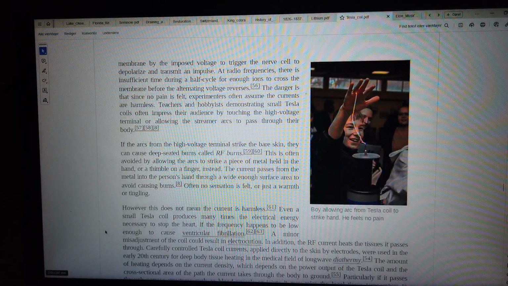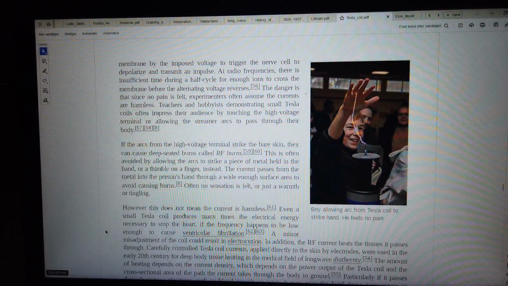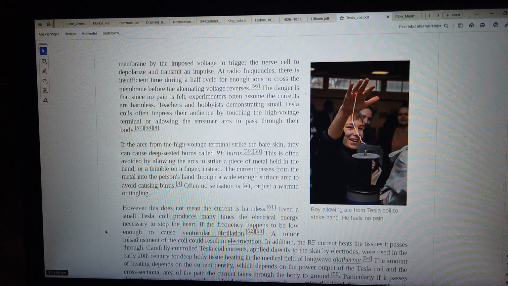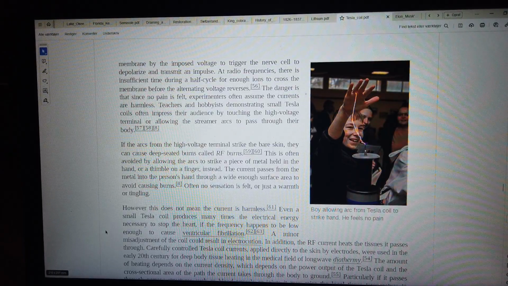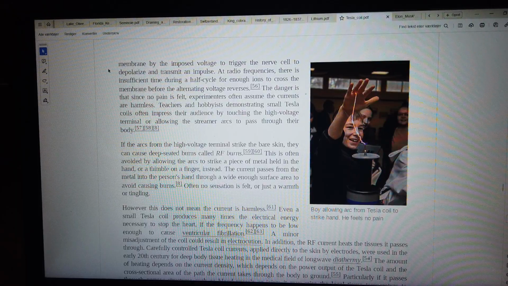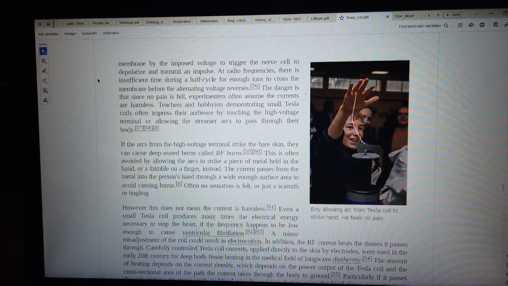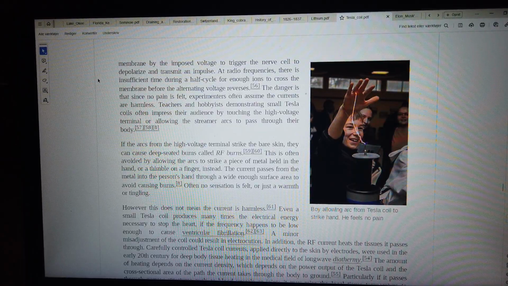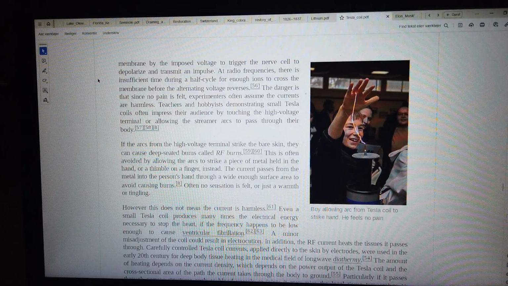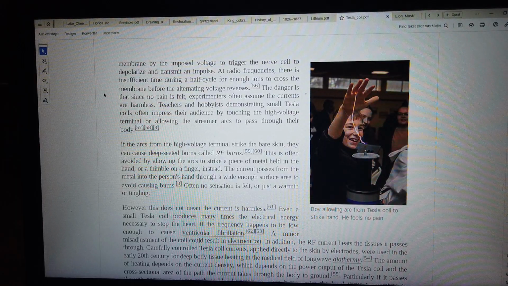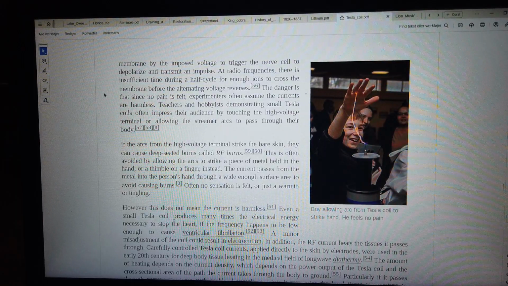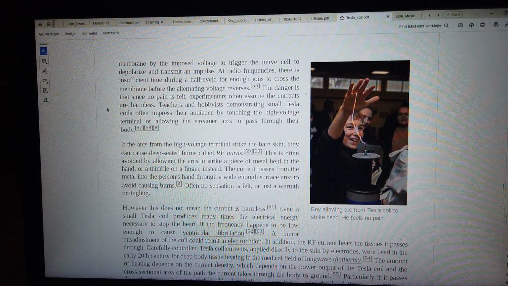Boy allowing arc from Tesla coil to strike hand. He feels no pain because the imposed voltage is unable to trigger the nerve cell membrane to depolarize and transmit an impulse. At radio frequencies, there is insufficient time during a half cycle for enough ions to cross the membrane before the alternating voltage reverses. The danger is that since no pain is felt, experimenters often assume the currents are harmless.